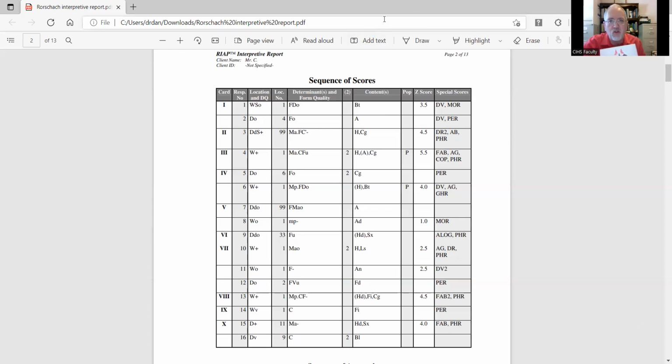I'm going to stop sharing just to give you an example. So what I'm talking about here, this is the second card. Okay, and this is what I mean.